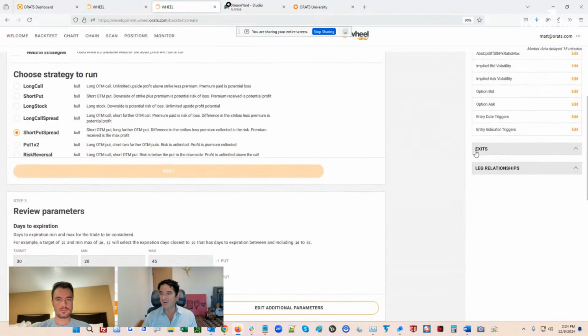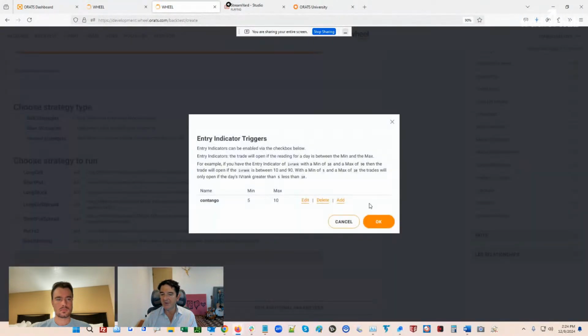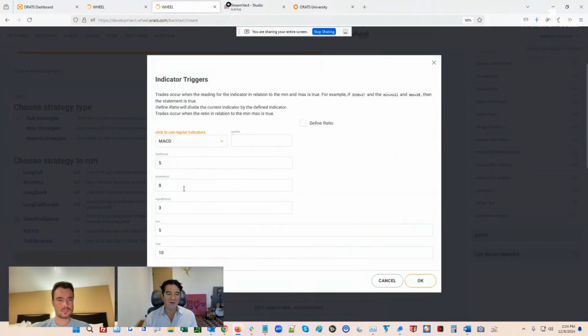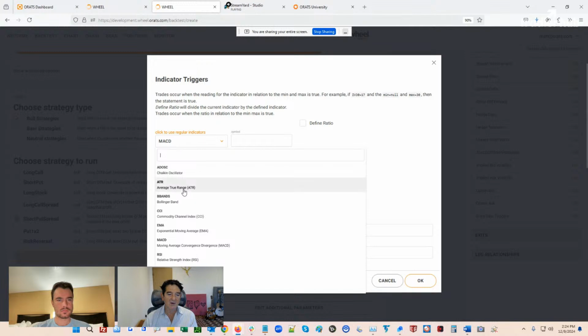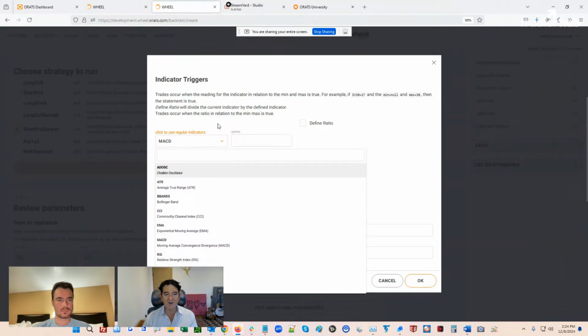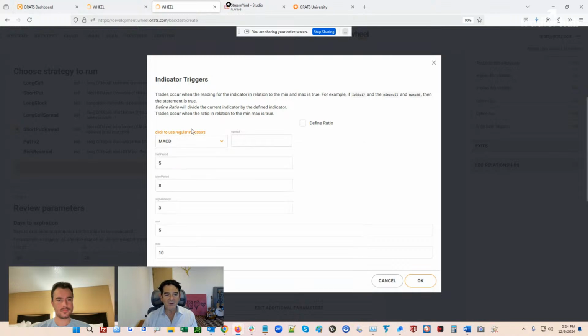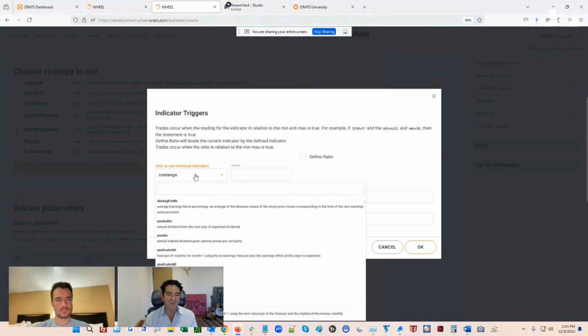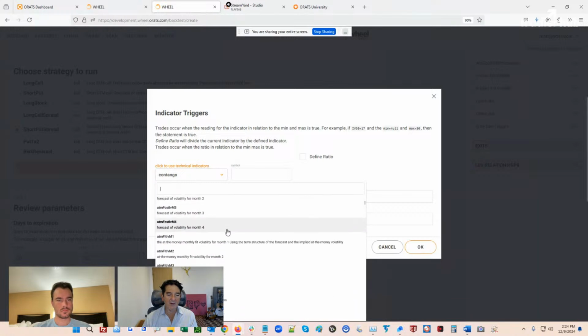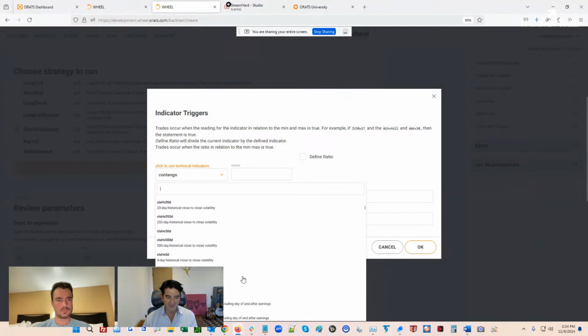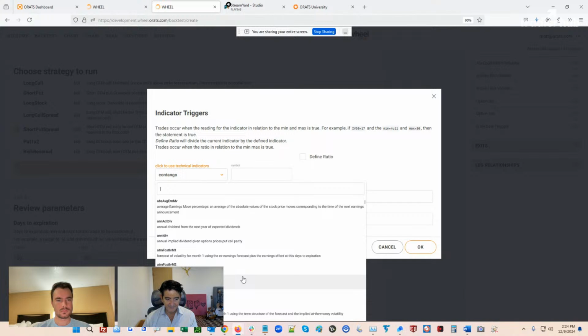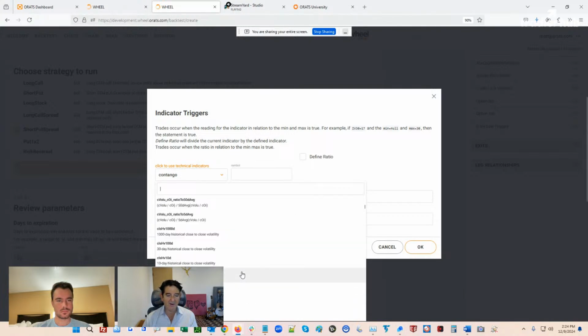But we could then go to our entry parameters, and you could do things like Contango, or you could even use technical indicators, MACDs, all the way to SMAs, Bollinger Bands, etc. You could use technical indicators, or you could click on that again, and it goes back to just our regular indicators here. So there's just a ton of them here. So let's set one. Do you have anything that you want to test particularly, Tyler?